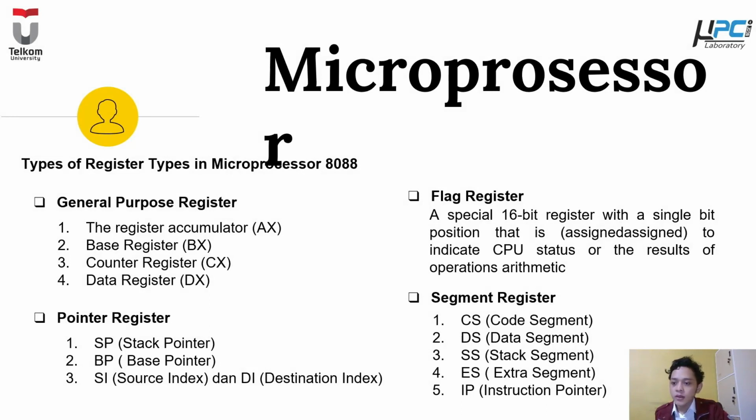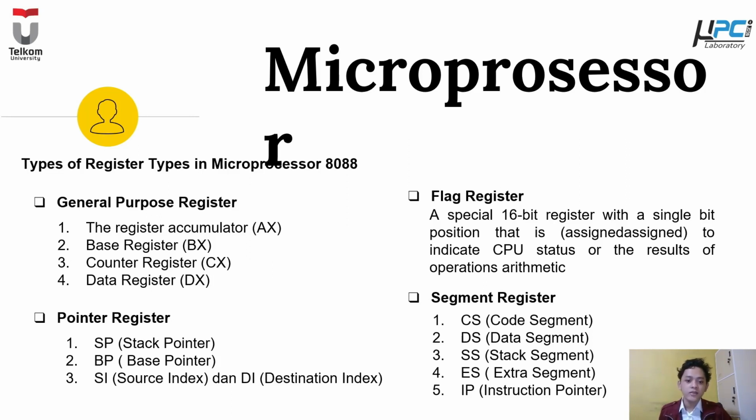So there are several types of register in microprocessor 8088. We take this as an example. So the first is general purpose register: the register accumulator or AX, base register or BX, counter register or CX, and data register or DX. The second one is pointer register. Pointer register consists of stack pointer, base pointer, source index and destination index.